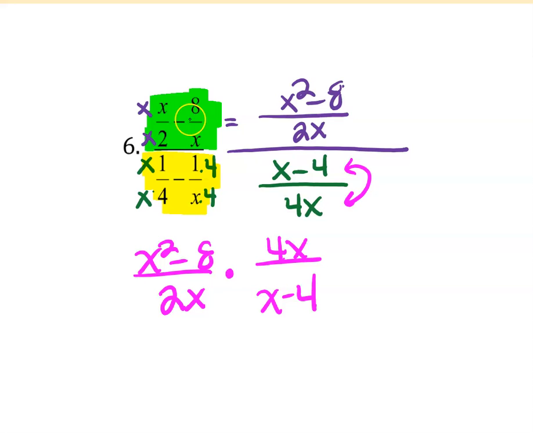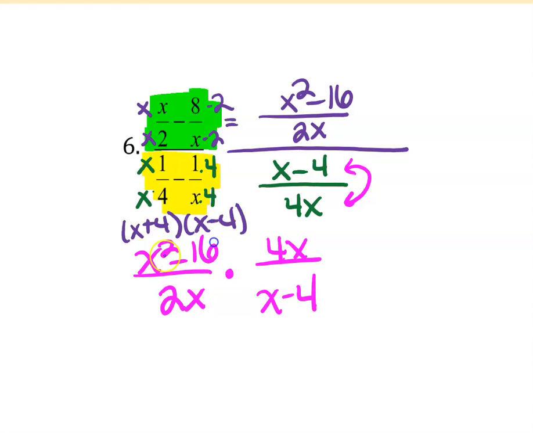Remember how I said the numerator was 2x? I forgot to multiply this by 2. It's okay, easy fix. 16. Okay, now we're good. So now that numerator factors to x plus 4, x minus 4.